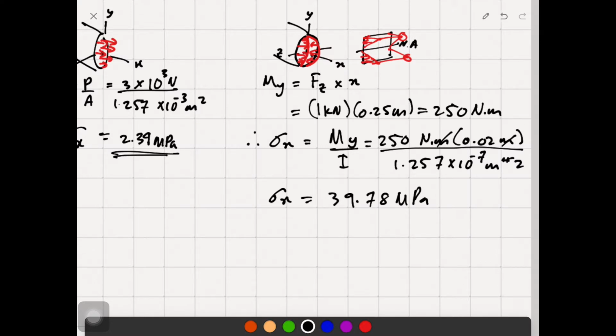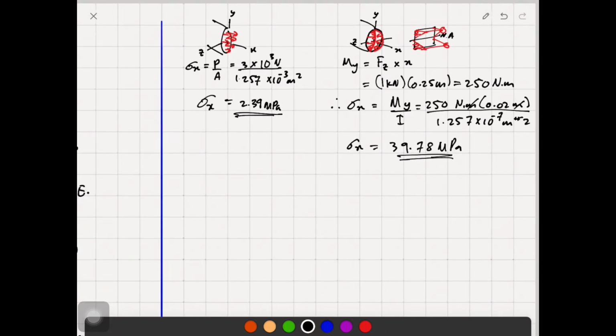We have all the two stresses. One is 2.39, right? And another one is 39.78. Are they cancelling each other? Are they acting on top of each other? If you have a look at point E, the point of interest that we have.